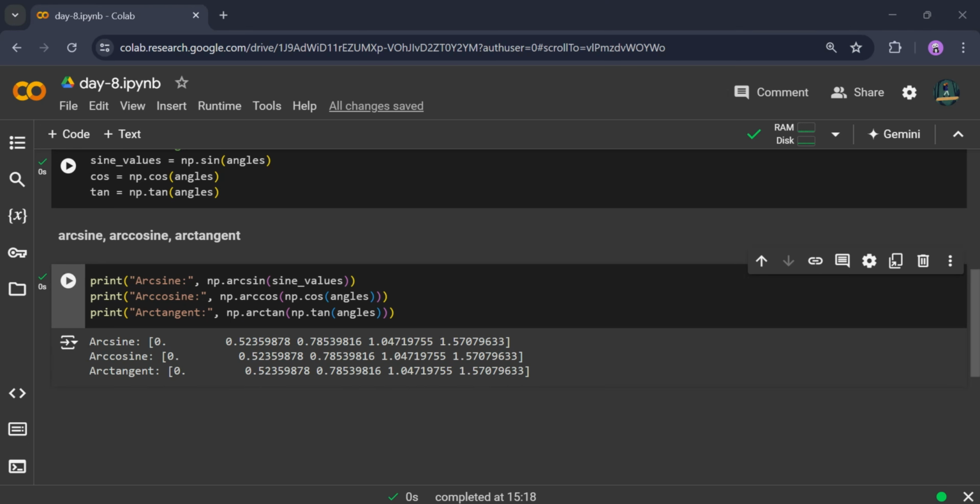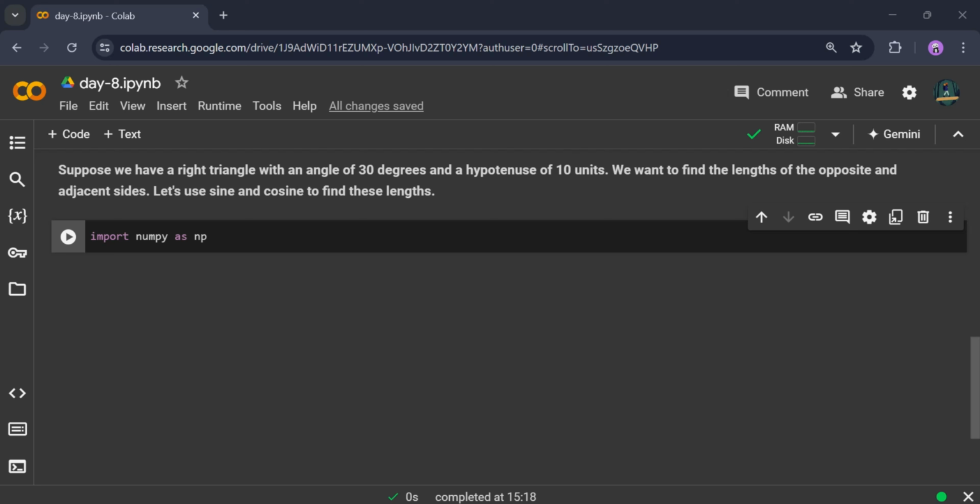And that's it. We have used NumPy to calculate trigonometric functions and their inverse functions. Let's dive into a problem. Suppose we have a right triangle with an angle of 30 degrees and a hypotenuse of 10 units. We want to find the length of the opposite and adjacent side. Let's use sine and cos to find this length.